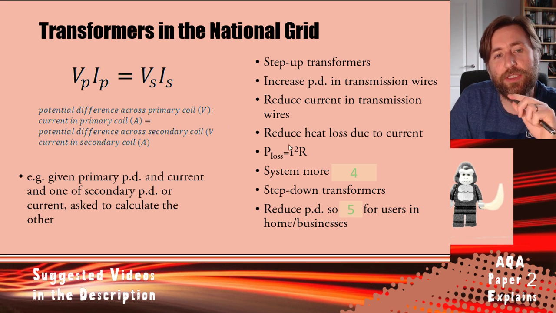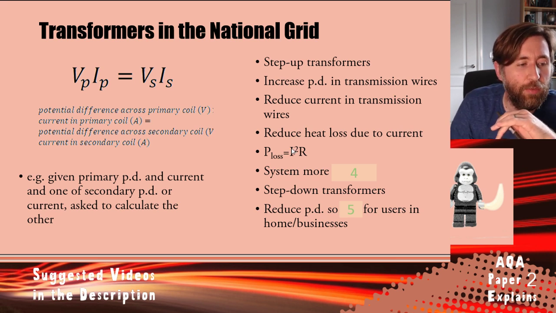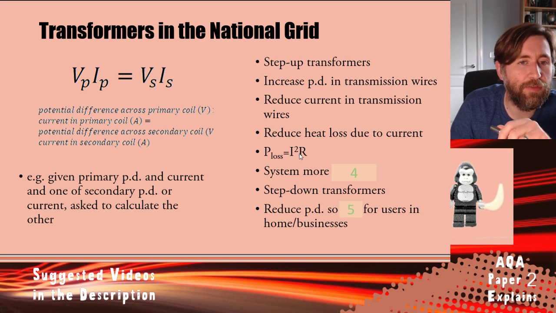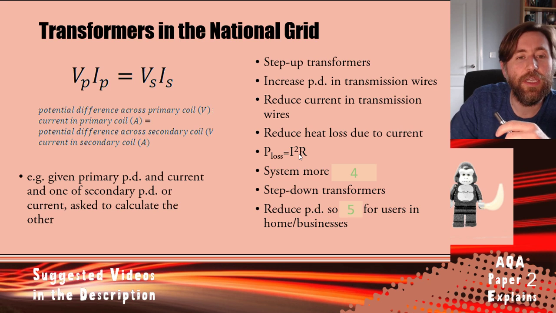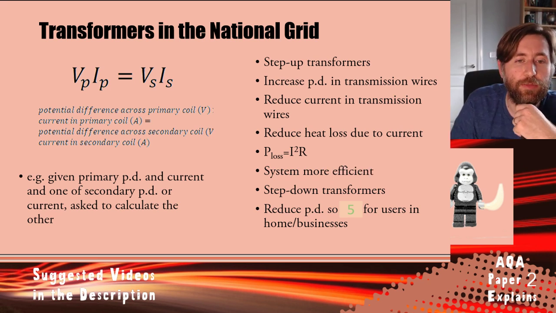And remember this equation as power loss equals I squared R. So I squared R power is the one that we use to explain why we reduce the current. So if you halve the current, you've quartered the power loss. If you've done a third of the current, you've got a ninth of the power loss, so a lot less. Makes the whole system more efficient.